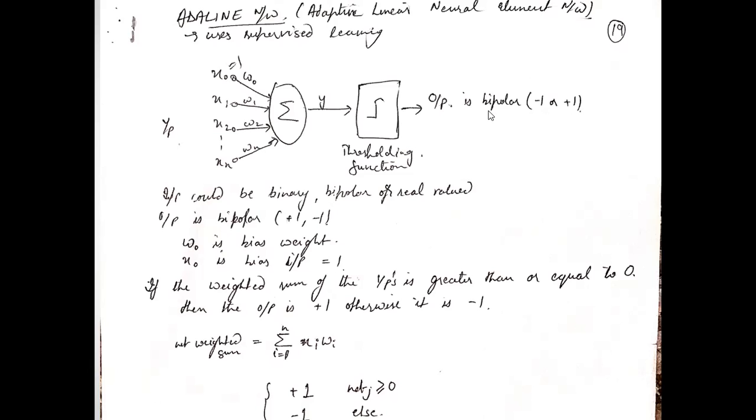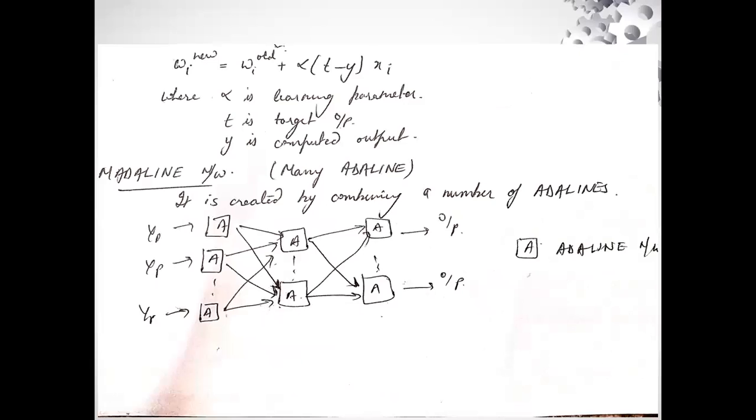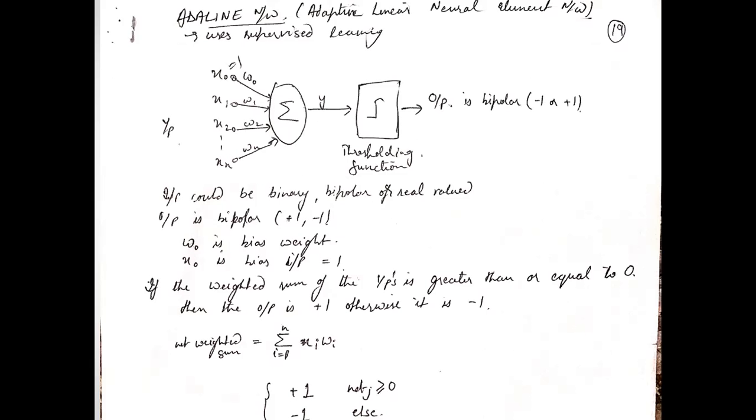What does the output depend on? Output always depends on the net weighted sum. And what is the net weighted sum? This is the net weighted sum, which I told you right now: summation i equal to 0 to n of xi wi. So we are going to compare the net weighted sum, which is defined as net j. If net j is greater than or equal to 1, the output is going to be +1, else the output will be -1, which I have defined in this equation.